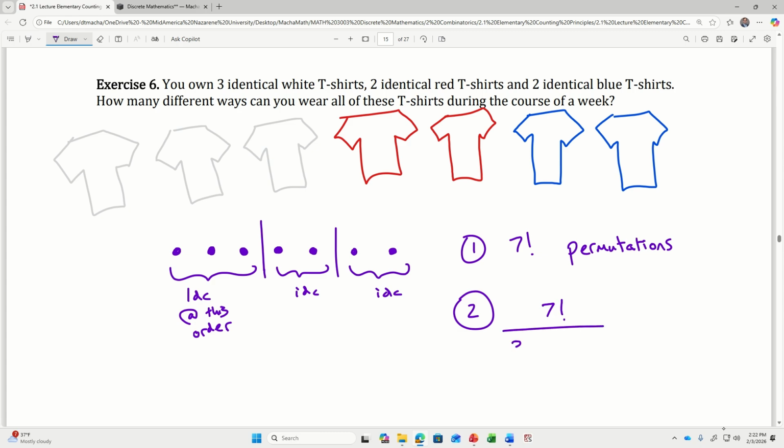We're going to divide by 3 factorial to get rid of the extra copies where I have exactly the same permutation except for the first 3. And then we're going to divide by 2 factorial so I can have exactly the same permutation except for these first 2 switched around. And then divide by another 2 factorial in case I have the whole permutation exactly the same but the last 2 switched around. And that's how we do it.